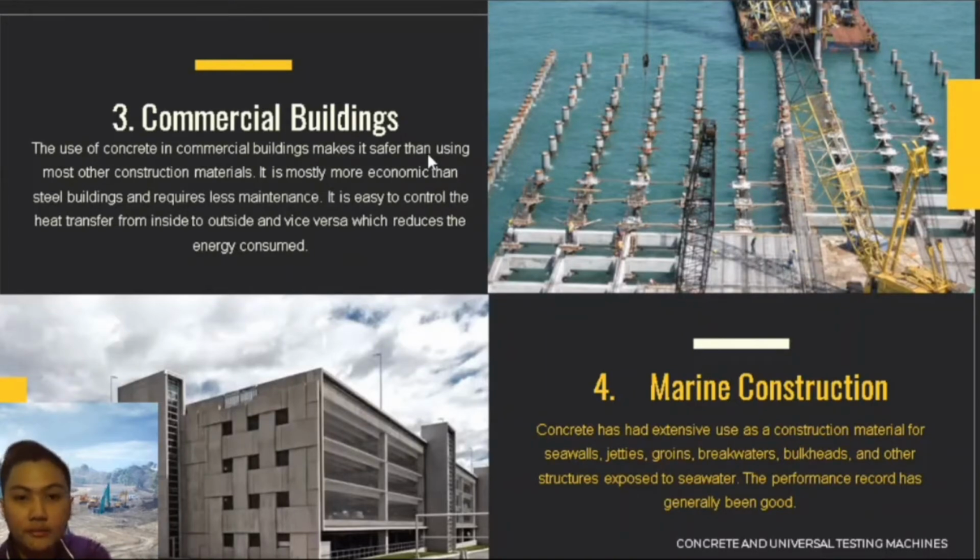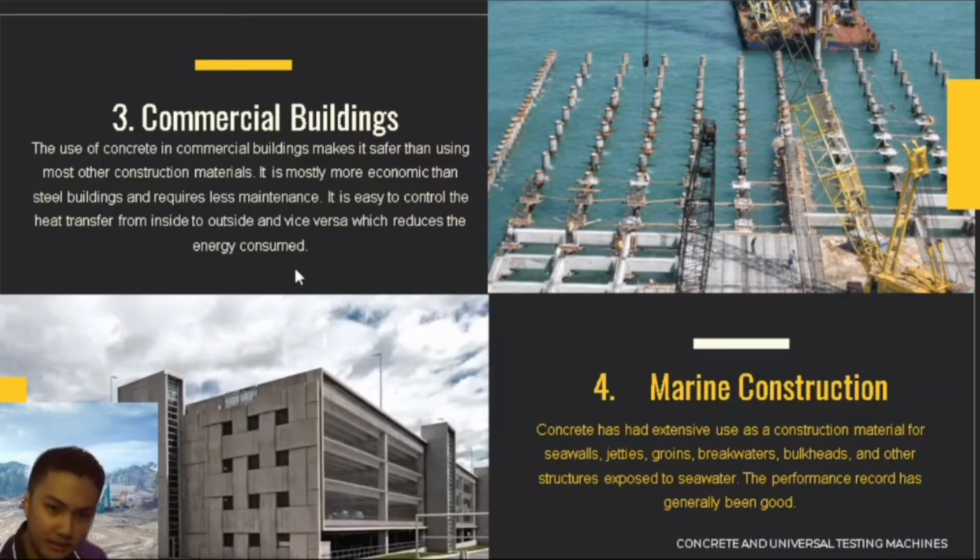Next is number 3. We have commercial buildings. The use of concrete in commercial buildings makes it safer than using most other construction materials. It is mostly more economic than steel buildings and requires less maintenance. It is easy to control the heat transfer from inside to outside and vice versa, which reduces the energy consumed.